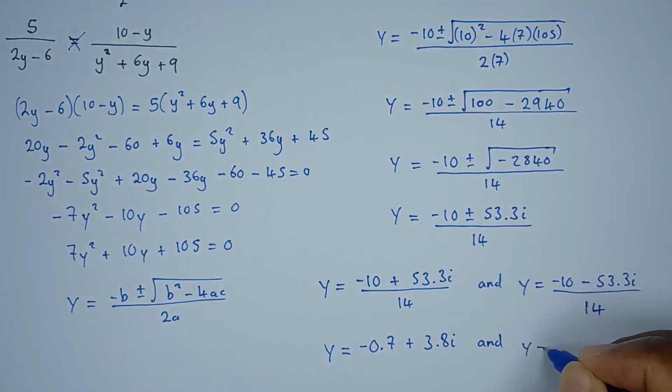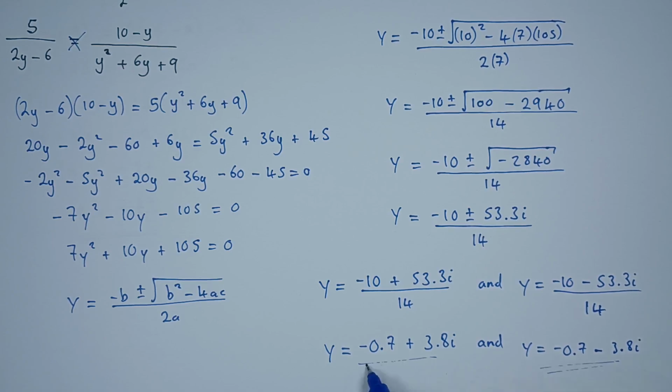The other value, again, to be -0.7 minus the same thing, which is 3.8i as an imaginary number. So there we have it. These are our two answers for this particular equation.